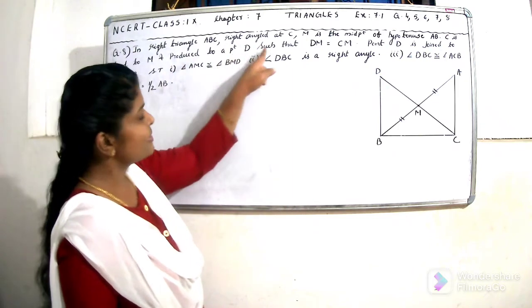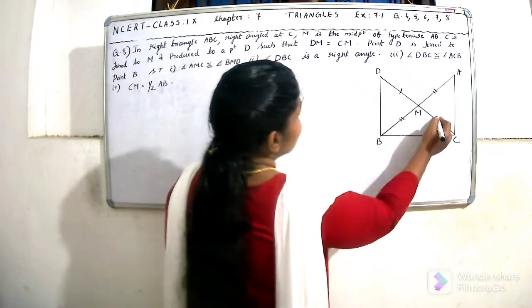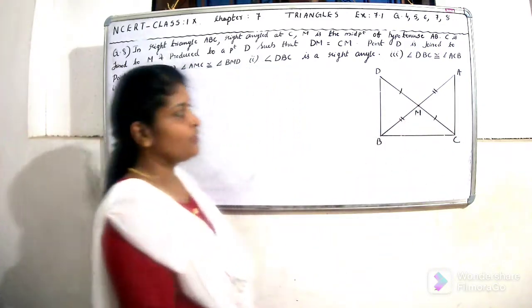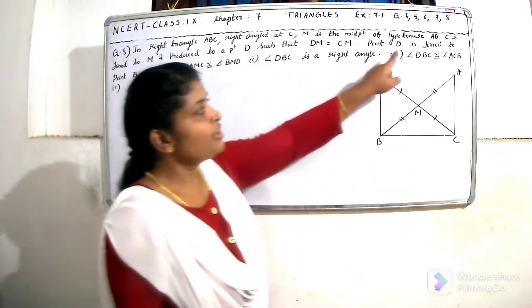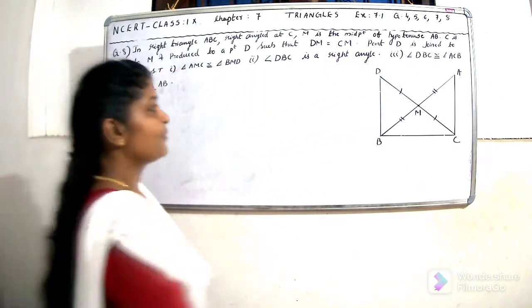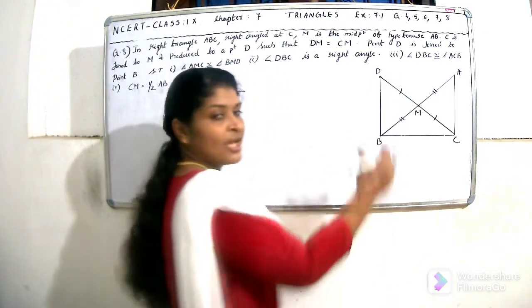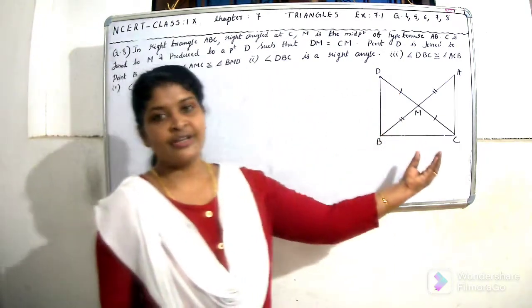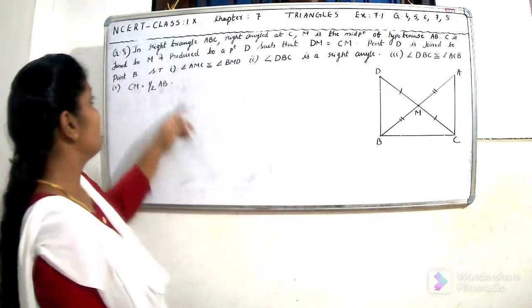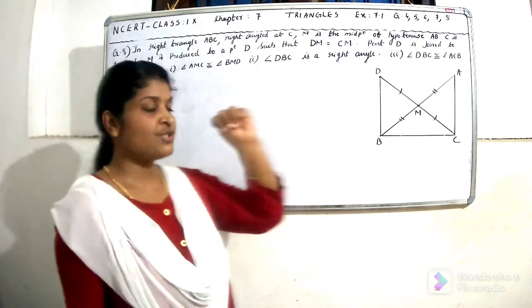produced to a point D such that DM and CM both are equal. Okay, point D is joined to point B. Then only the figure looks like this. Then what all things do we have to prove? Four things, total four things we have to prove.